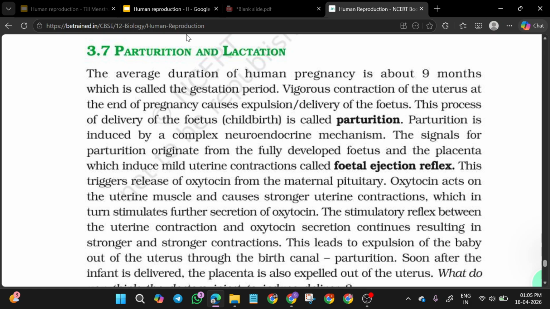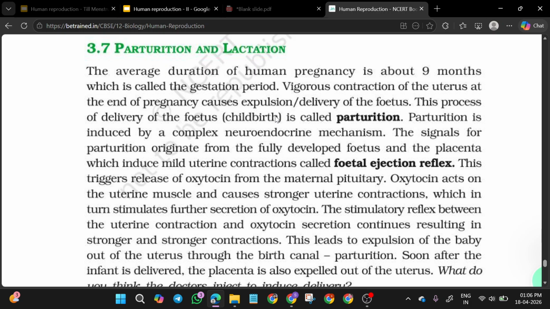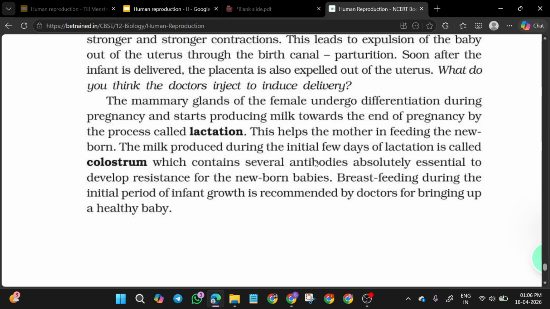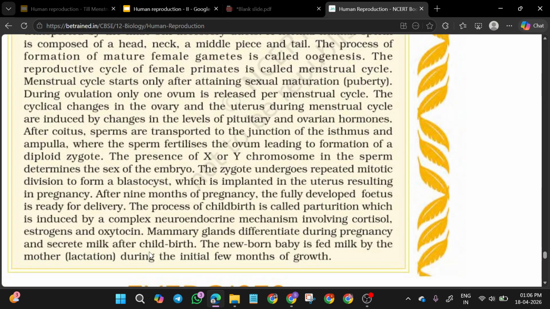Next one is parturition. We have seen the fetal ejection reflex and these things. What do you think the doctors inject to induce delivery? That is oxytocin. Next we have seen lactation. The important point, which will be given in the summary, is cortisol, estrogen and oxytocin. These are the three hormones involved in childbirth or parturition. I think it is clear.